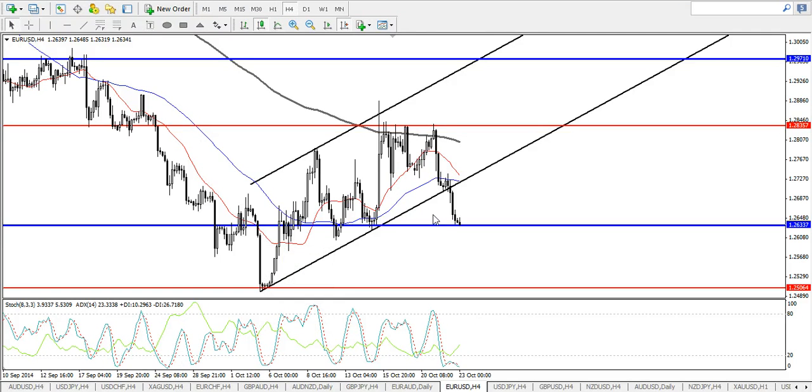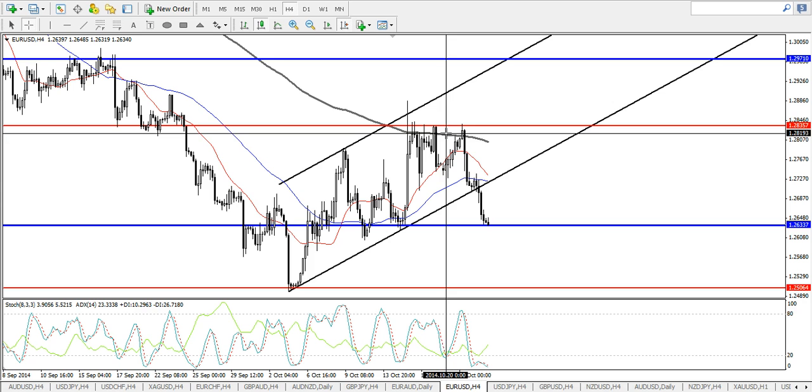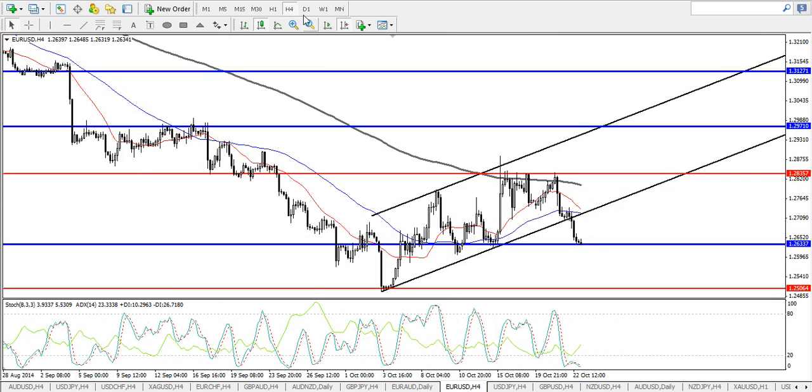Alright, so we're going to start off with the euro against the US dollar. Unfortunately, yesterday I did mention this trade for a long opportunity as price reached the bottom of a rising trend channel. By the way, this is the 4-hourly chart, but unfortunately, price has broken below the rising trend channel. Alright, and we also noted that price actually got resisted at the 200 moving average.